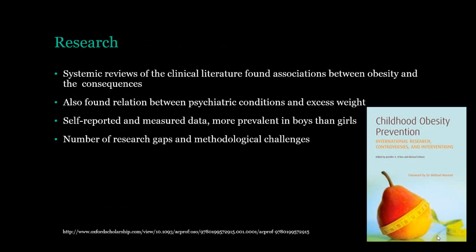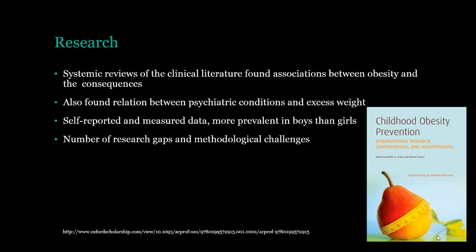Next, we have research. A systematic review of the clinical literature found associations between obesity and the incidence of type 2 diabetes, asthma, gallbladder disease, osteoarthritis, chronic back pain, several types of cancers like colorectal, kidney, breast, endometrial, ovarian, and pancreatic cancers, and also major types of cardiovascular diseases like hypertension, strokes, congestive heart failure, and coronary artery disease. There may also be a relation between psychiatric conditions and excess weight. However, this may be confounded by the fact that some psychotropic medications can contribute to weight gain.